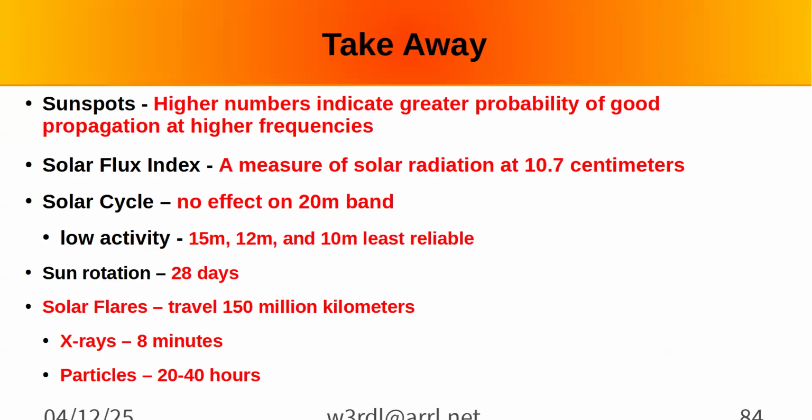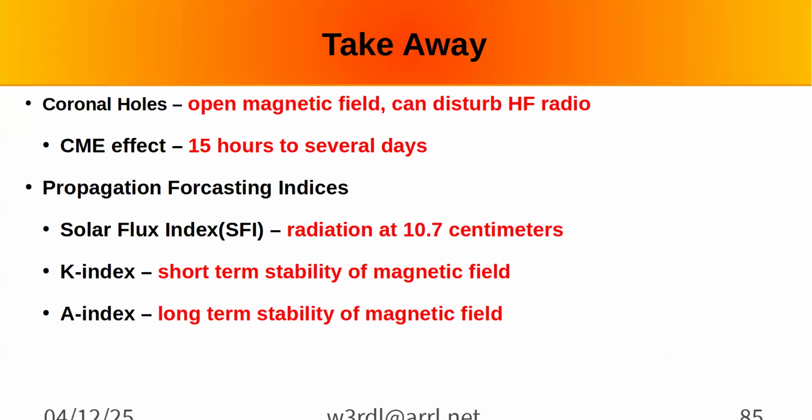The sun takes 28 days to rotate. So those sunspots come around every 28 days. I'm not sure how long they last on the surface. Could be like that spot on Jupiter that's been there forever. A storm. X-rays and other rays like that take 8 minutes, and particles take 20 to 40 hours to get here.